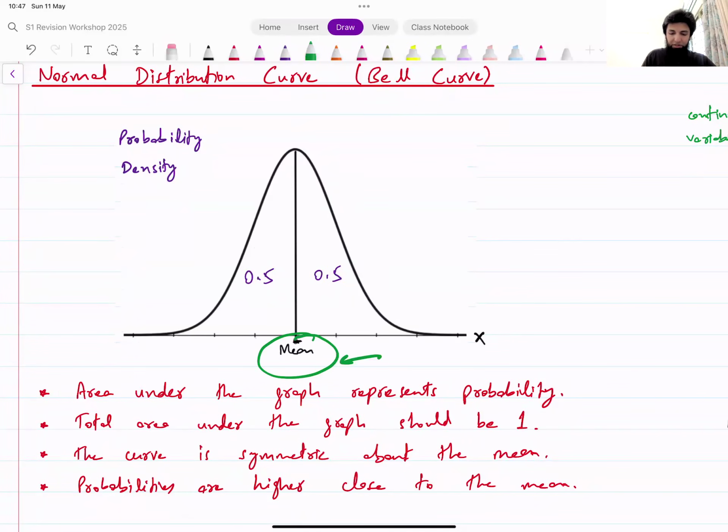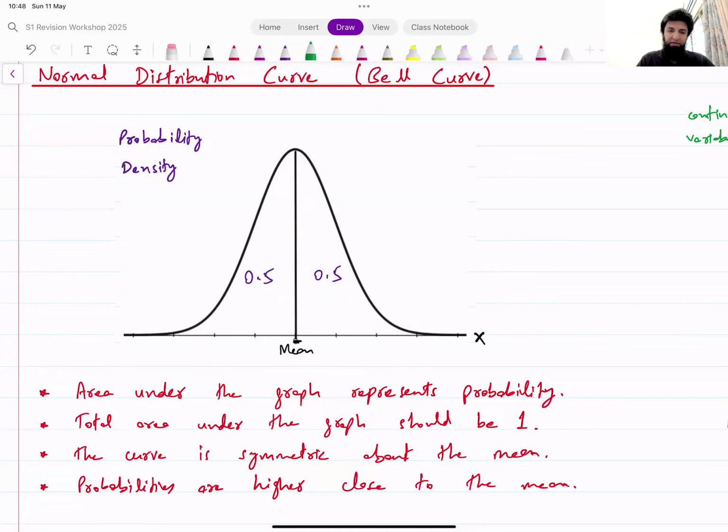Okay, so the distribution is symmetric about the mean. So when it's perfectly normal, yes, mean and median are going to be the same in this case. As you go close to the mean, the probabilities are bigger. So you have more area under the curve close to the mean. As you go far away from the mean, the probabilities become smaller because there's less area under the graph. In the middle, there's more area under the graph. As you go far, there's less area under the graph.